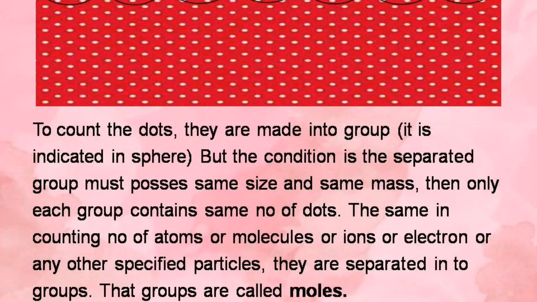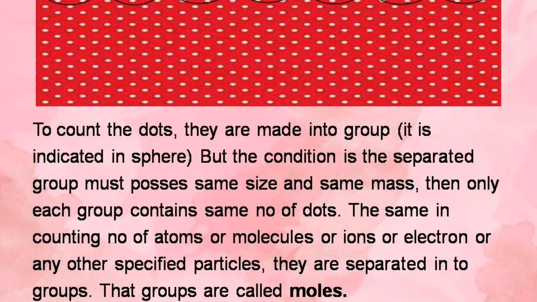Things which are visible to our eyes, like an apple or a pencil, are very easy to count. But atoms, ions, molecules, electrons and other particles are not visible to our eyes, and counting their numbers is also not an easy job. For that reason, like the dots, scientists group the atoms, ions and molecules like spheres. They should have the same mass and size.